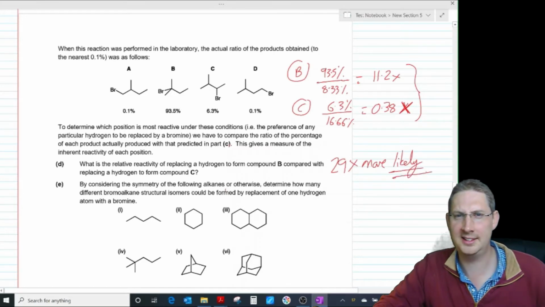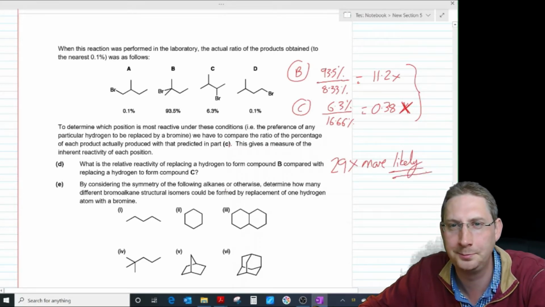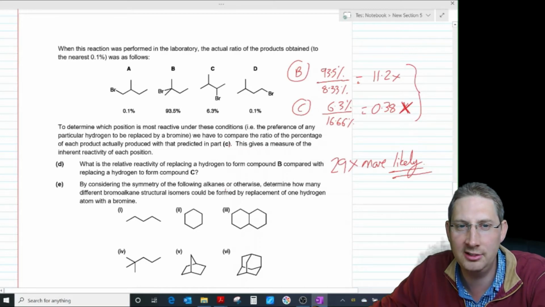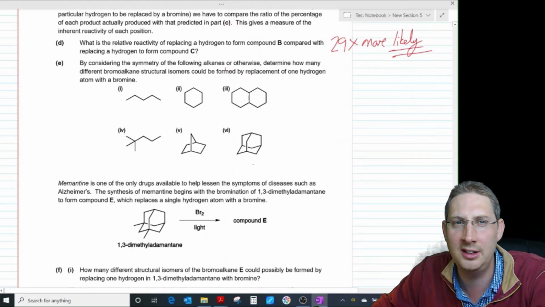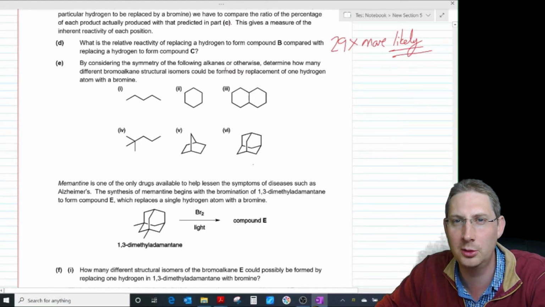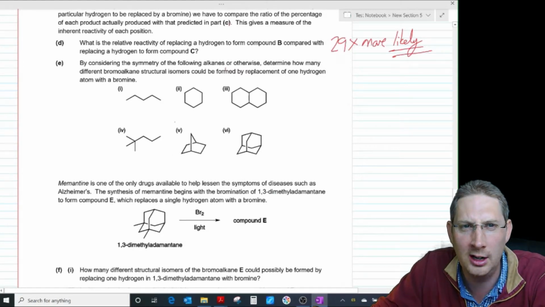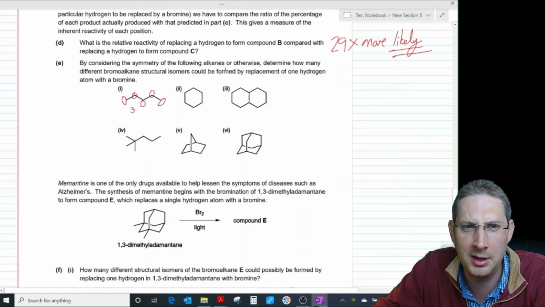That's my best guess as to what that means. By considering the symmetry of the following alkanes or otherwise, determine how many different bromo-alkane structural isomers could be formed by the replacement of one hydrogen atom with bromine. Okay, so for one, they would all be the same. So that's 1, 2, 3. So there'd be 3 there.